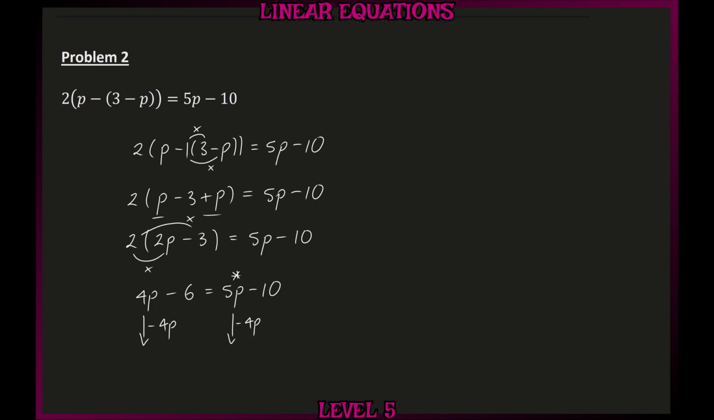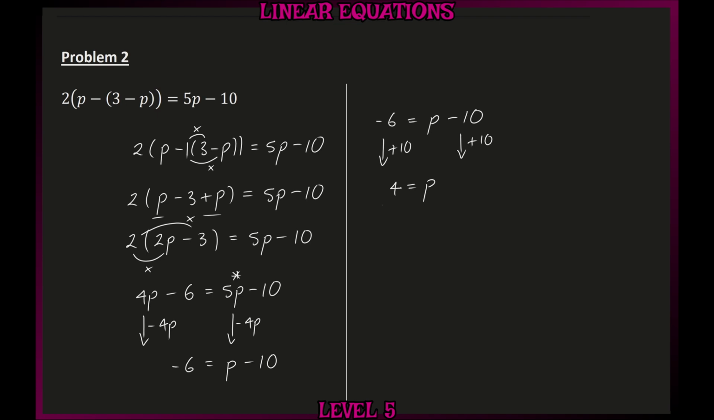So on the left, 4p minus 4p is 0, so we're just left with minus 6, and on the right, 5p minus 4p is p, and we still have a minus 10 there. Finally, we can remove the minus 10 from the right by adding 10 to both sides. And since minus 6 plus 10 is 4, we get to our final answer, which is p is equal to 4.